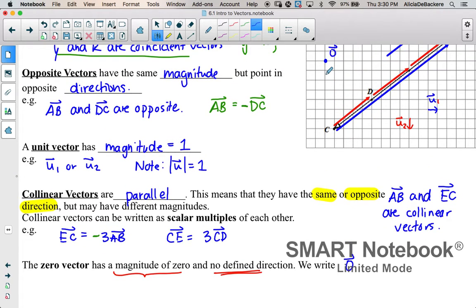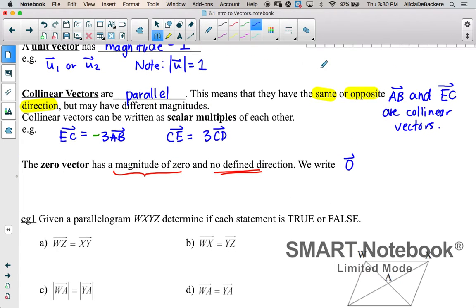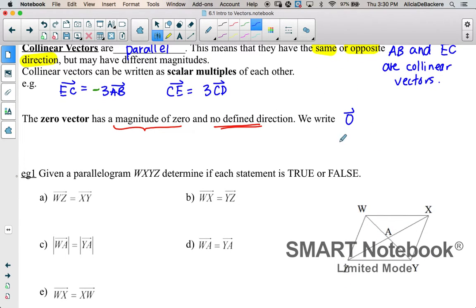And so there I can't really put an arrow on the end of that, and that's why there's no defined direction for that guy. If I wanted to talk about the magnitude of the 0 vector, it's equal to the scalar 0. So these are different things. This is a vector, a 0 vector, and this is a scalar 0. So watch out for that.